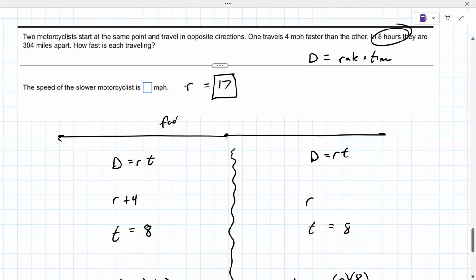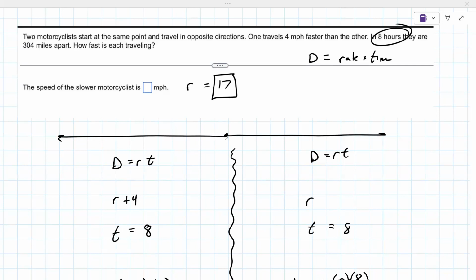All right. The faster one is R plus 4. Yeah, that's probably part B. So 17, so 21 for the faster one. Yes. Nice. All right, it was correct.